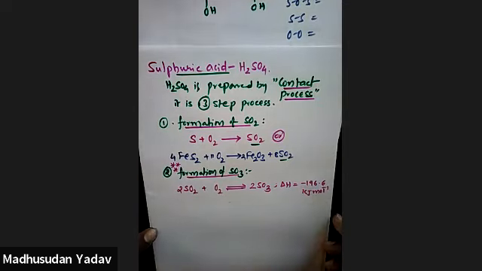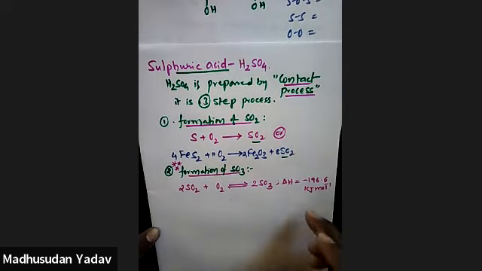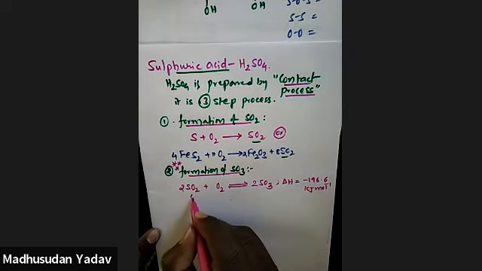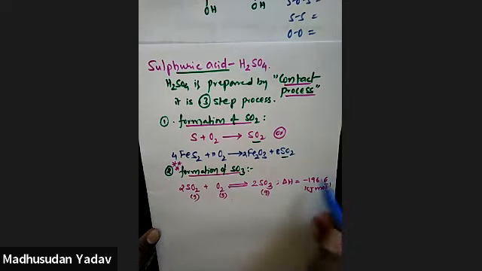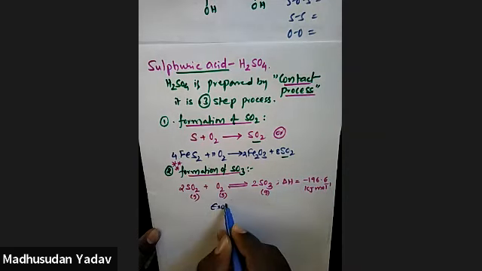And a high amount of heat energy is released in this reaction. This much amount of energy is released, so it is an exothermic process. All of the reactants are gaseous and the products are gaseous. Minus indicates what? It is an exothermic process.